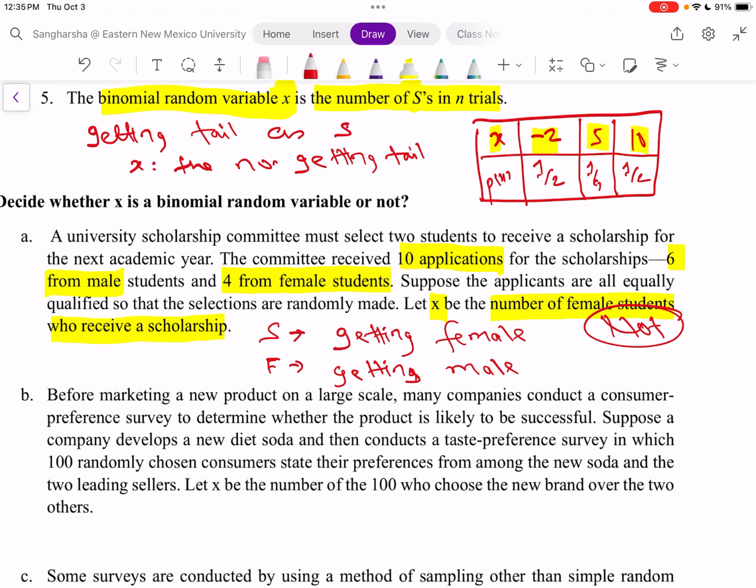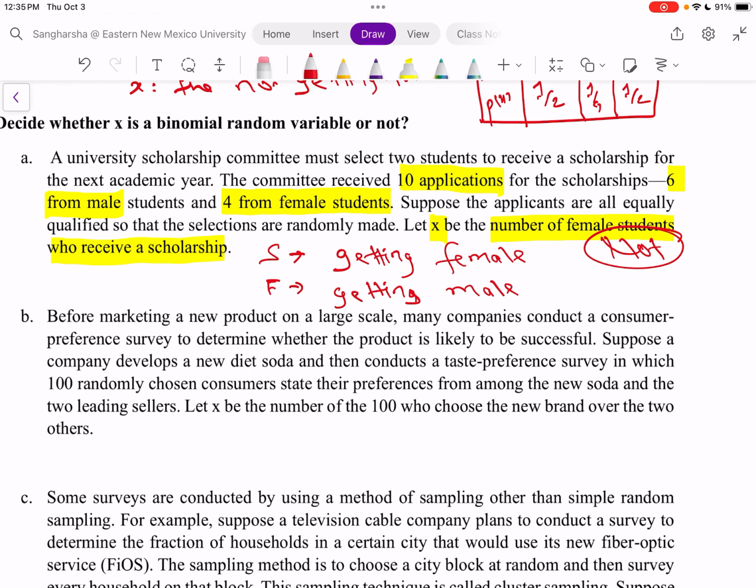Now let's go to part B. Before marketing a new product on a large scale, many companies conduct a consumer preference survey to determine whether the product is likely to be successful. Suppose a company develops a new diet soda and conducts a test preference survey in which 100 randomly chosen consumers state their preference from among the new soda and two leading sellers.